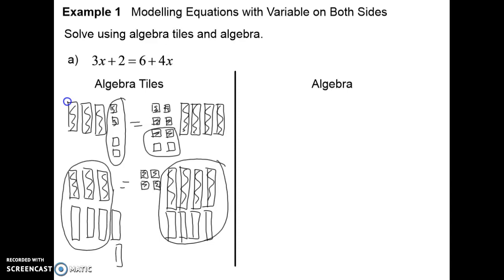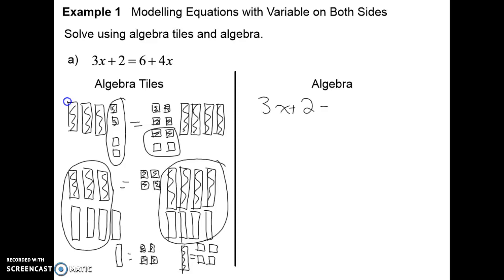So we have 1 x tile, 1 negative x tile equals 4 positive tiles. But we want to know what 1 positive x tile would be. So all we have to do is change the shading, and that's equal to negative 4. Let's work that out using algebra now as well.